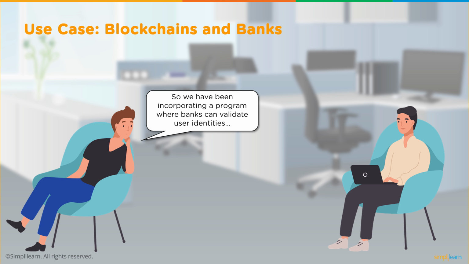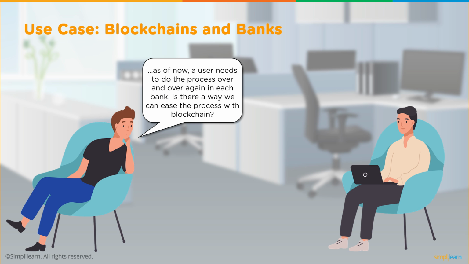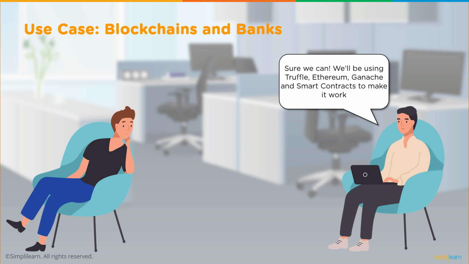So we have been incorporating a program where banks can validate user identity. As of now, a user needs to do the process over and over again in each bank. He has to go and prove his identity in each bank. Is there a way we can ease the process with blockchain? And the answer is yes, we can. We will be using Truffle, Ethereum, Ganache, and smart contracts, all of this blockchain technology ecosystem, to make it work.